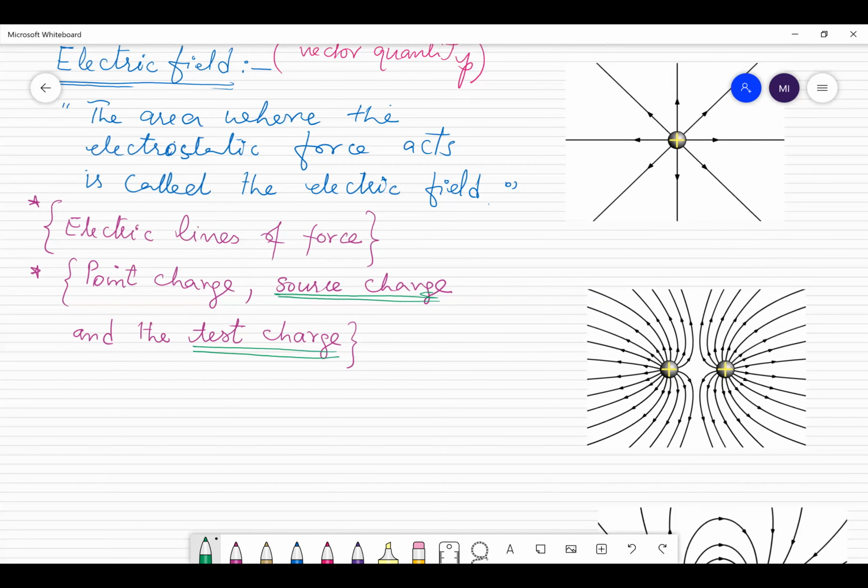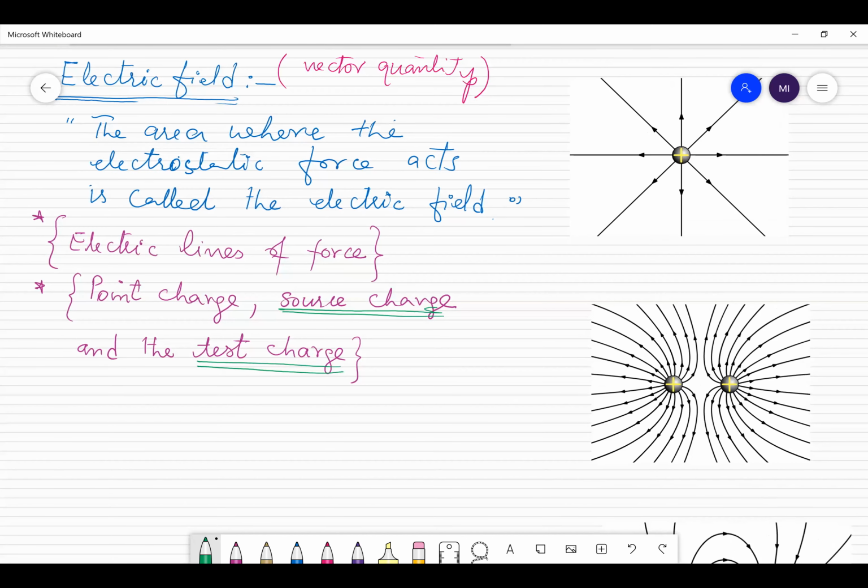Now, what is the source charge? The source charge is the main charge, which is the cause of the electric field. That is the main cause of what? The main cause of the electric field. Sometimes this can also be referred to as the point charge itself. So that is the main cause.